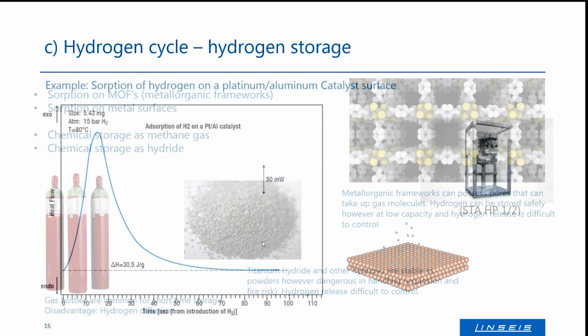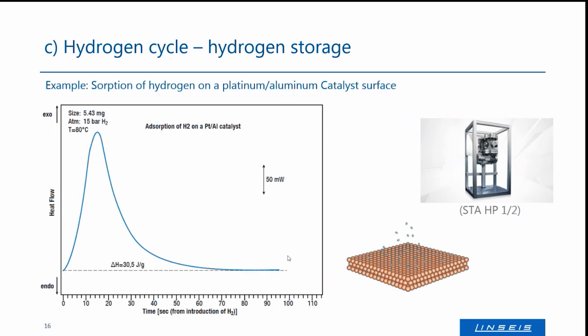We already did some experiments on that. So we had customers who were investigating hydrogen storage at catalyst surfaces, at metallic ionic frameworks, at titanium surface. That's what we did. In this example here, the absorption and desorption of hydrogen on a platinum aluminum catalyst surface was measured. This, in that case, was a heat flow measurement. So the heat of absorption and the heat of desorption could be determined. So we do this by thermobalances. We do this by calorimeters, so DSC techniques.